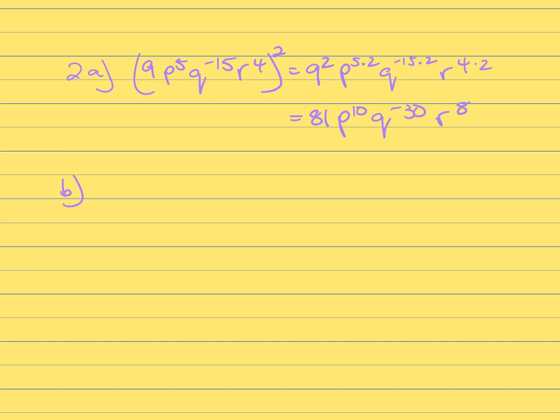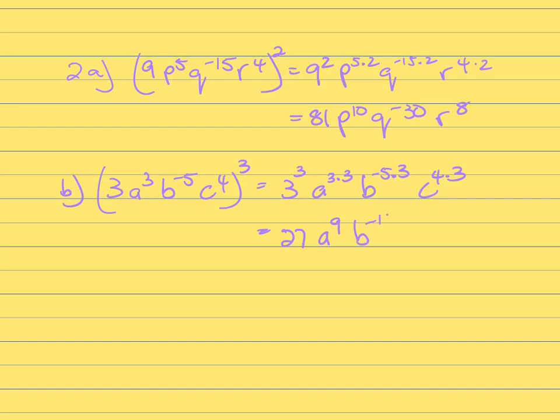B. 3a cube, b to the minus 5, c to the 4, all cubed. That gives you 3 cubed, a cubed cubed, b to the minus 5 cubed, and c to the power 4 cubed. So that gives you 27, a to the 9, b to the minus 15, and c to the 12.